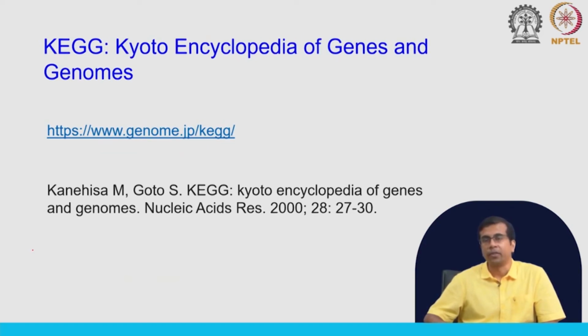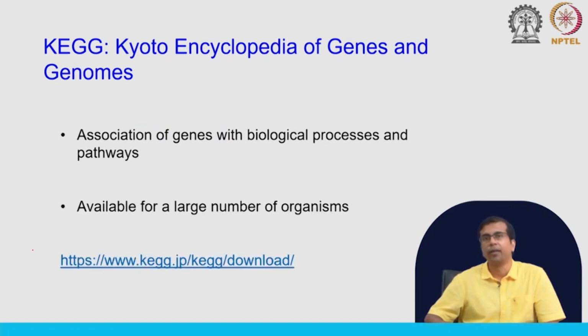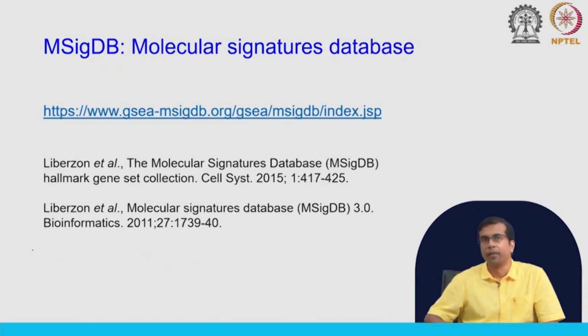There is another database where you can find this kind of association of genes to biological processes or pathways. It is called KEGG, Kyoto Encyclopedia of Genes and Genomes. Again, here is the link and here is the reference paper. You can look at the link and find out these associations. You have association of genes with biological processes and biological pathways here, and this is also available for a large number of organisms.